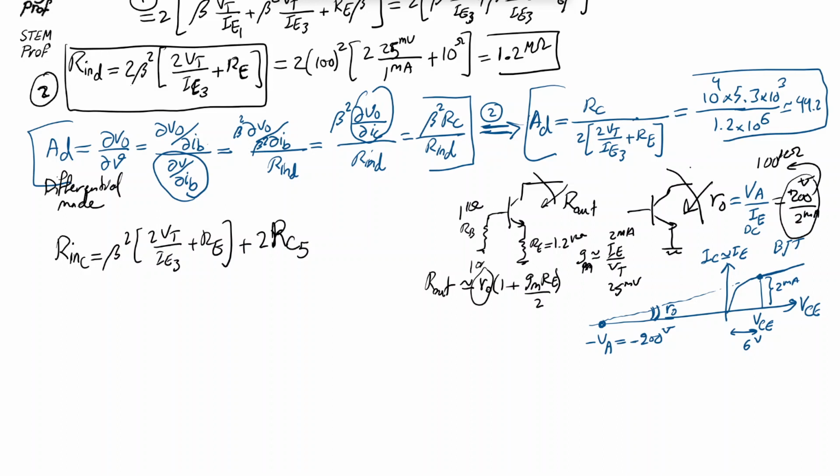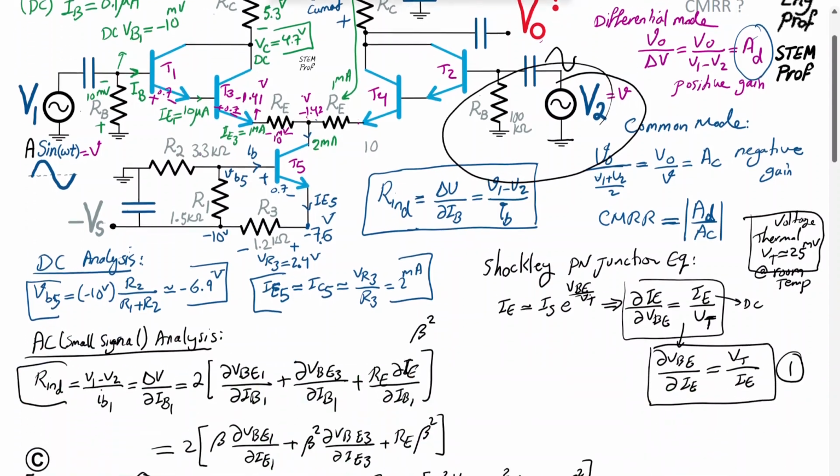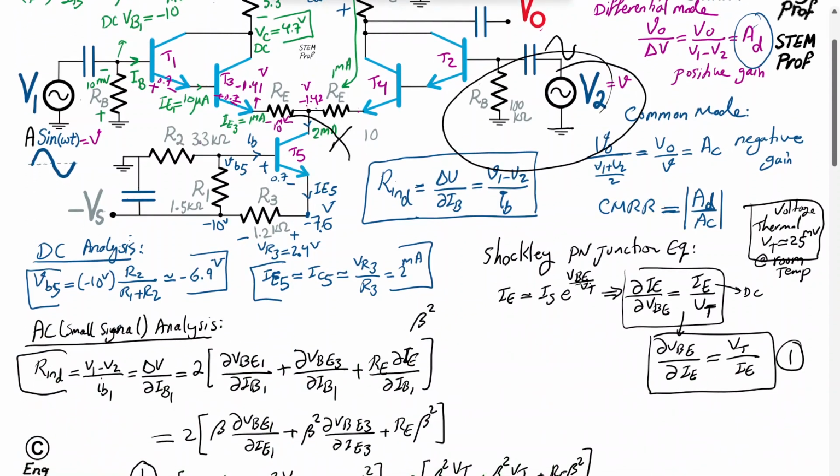and this guy is, as I said, 100K. So effectively 100K times 49 gives us roughly 4.9 mega ohm. So that's pretty sizable. That means this resistor here, basically R out, let's say R collector 5, is roughly 4.9 or 5 mega ohm.